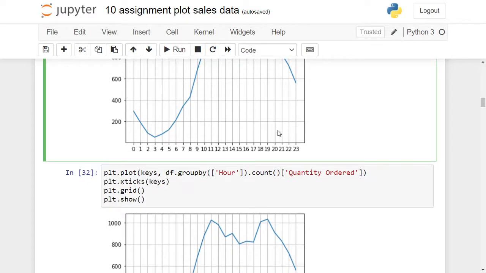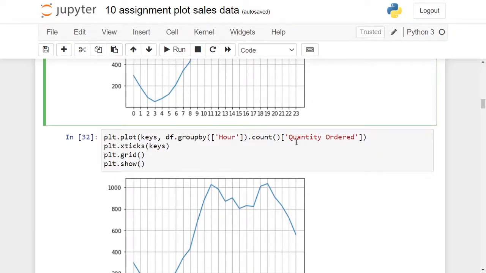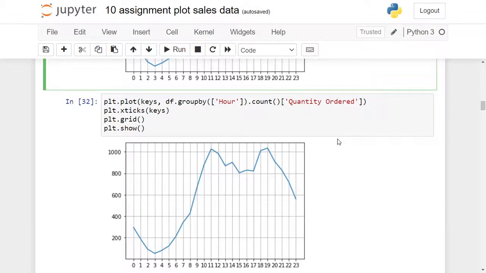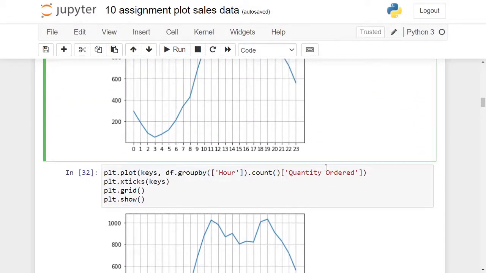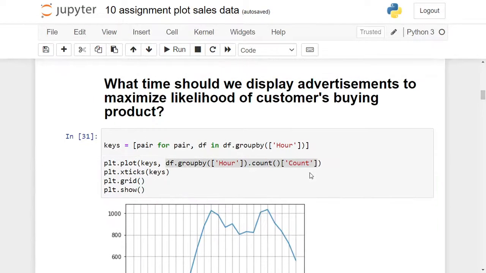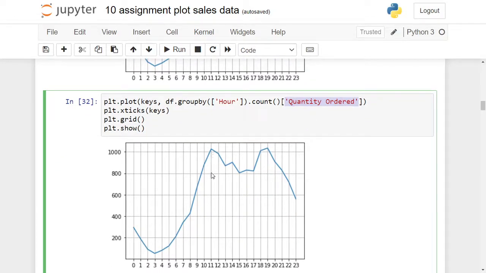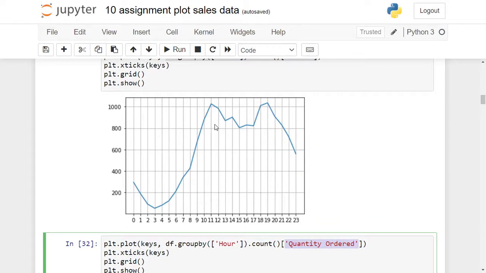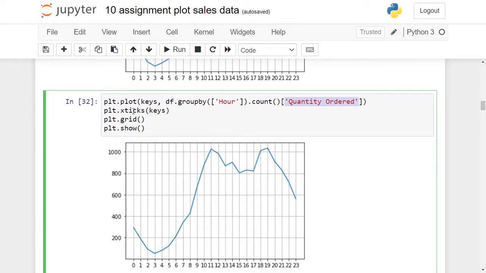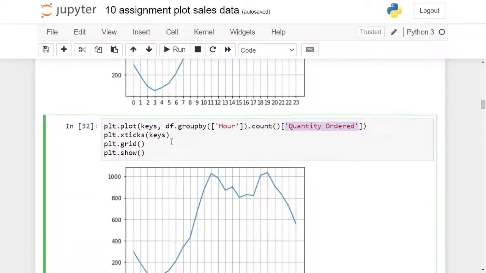You can also do the quantity ordered. If you're thinking about this hourly, and you just want to get the quantity, like how many they ordered, you can find that it's about 11 o'clock. And here it's about the same, so it's still similar results, a similar curve.